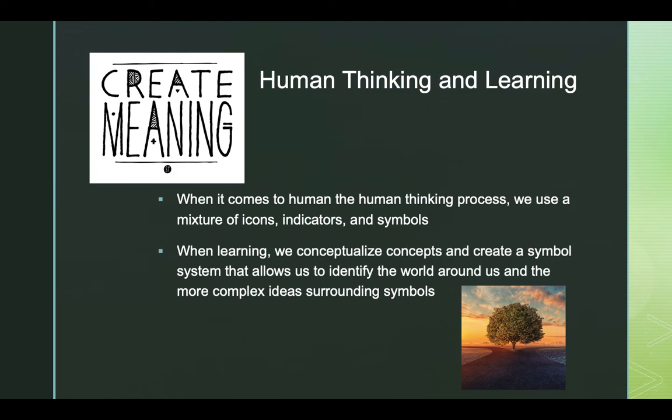And so human thinking and learning is directly tied into those three signifiers. When it comes to the human thinking process, we use a mixture of icons, indicators, and symbols. Also, when learning, we conceptualize concepts and create a system that allows us to identify the world around us and the more complex ideas surrounding symbols.